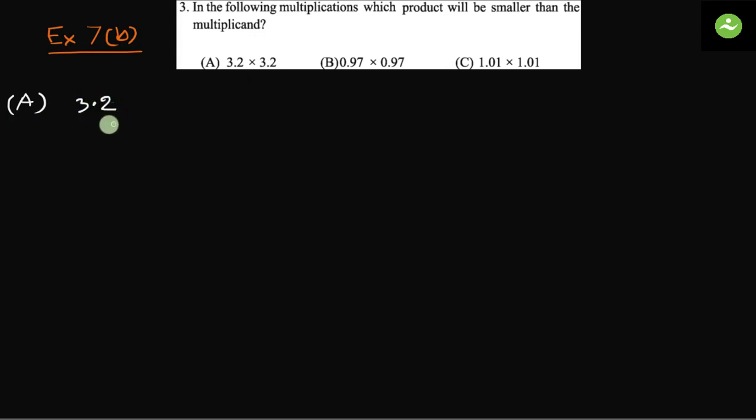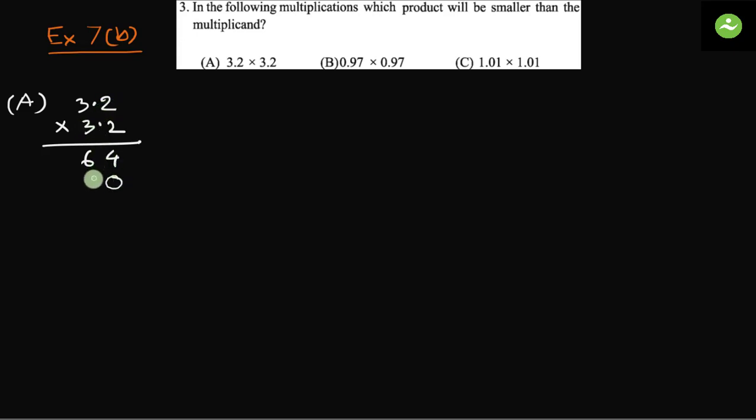Multiply 3.2 by 3.2, and we know how to multiply the decimal fractions. We have to ignore the decimal point and then multiply like whole numbers. So this is 32, this is 32. 2 into 2 is 4, 2 into 3 is 6. Leave this place or put a 0 here.